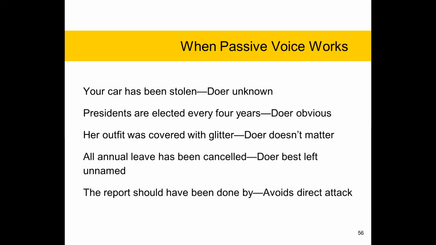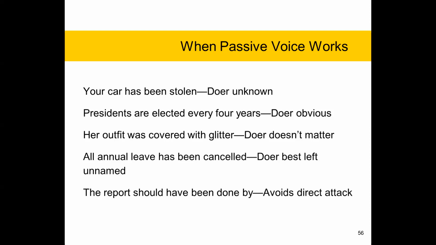Some other points when passive voice works. Your car has been stolen. You don't know by whom. There would be less point in saying car thieves stole my car. You know, that is active voice, but what you want to emphasize is my car was stolen, because that's the important part, not car thieves. Presidents are elected every 4 years. The doer is obvious. You don't necessarily want to say the United States elects presidents every 4 years. Maybe you want the emphasis to be on president.